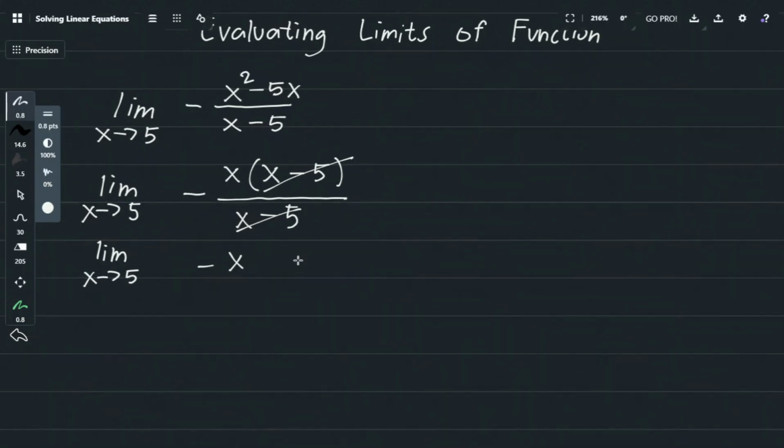Now we can try to use the substitution strategy. So the value of x is just 5. So we're just going to substitute the value of x, which is 5. So we have the final answer, negative 5. So the answer of the limit of negative x squared minus 5x all over x minus 5 as x approaches 5 is equal to negative 5.